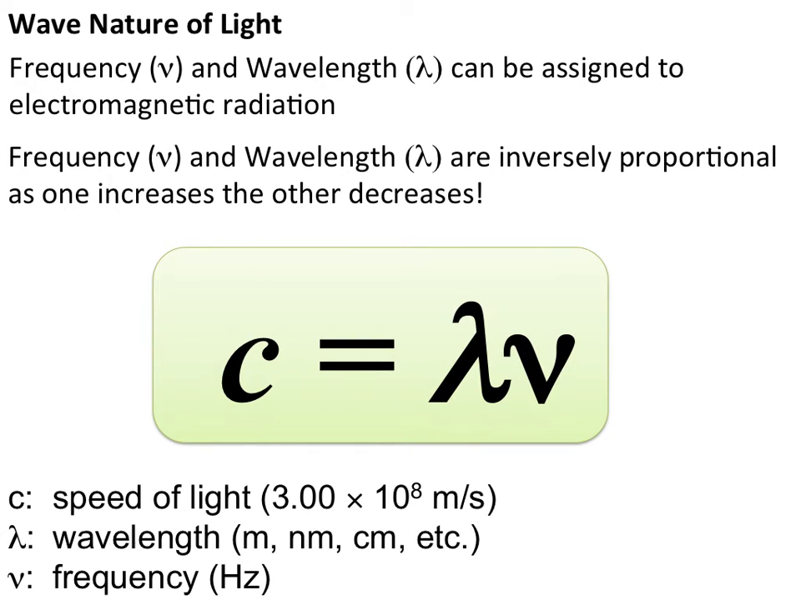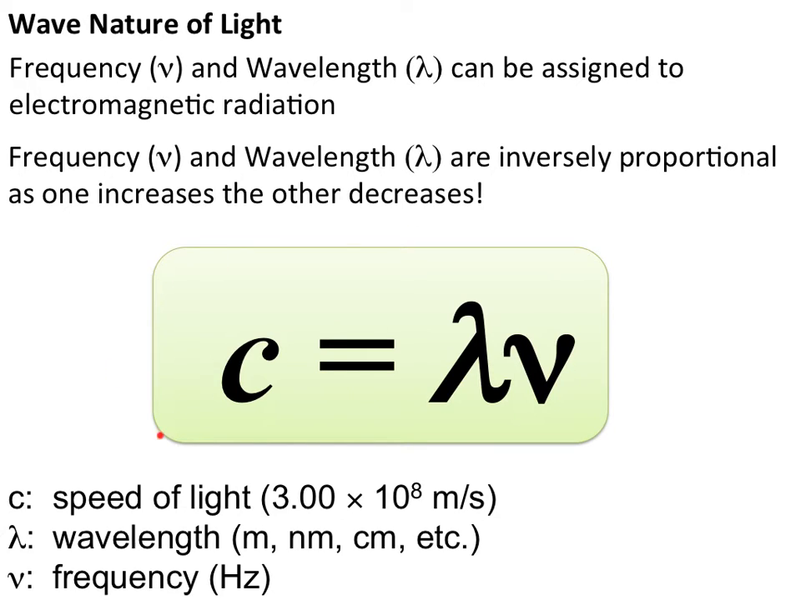And we saw on the previous slide that when we had very large wavelengths, our frequency was very low. When we had very small wavelengths, our frequency was very high, right? So we know that our frequency and our wavelength are inversely proportional. So basically, as one gets larger, the other gets smaller.